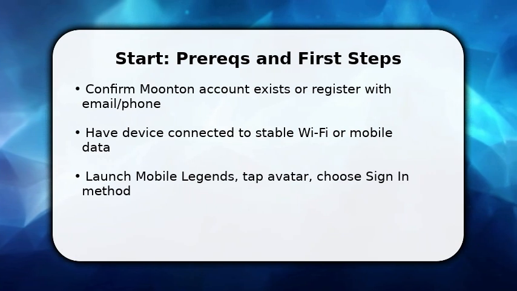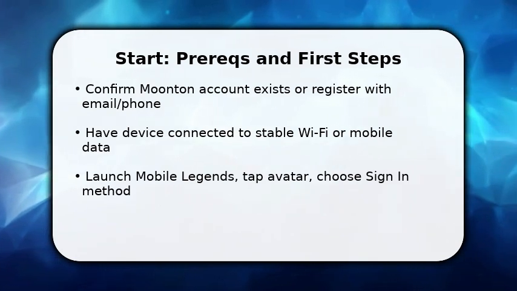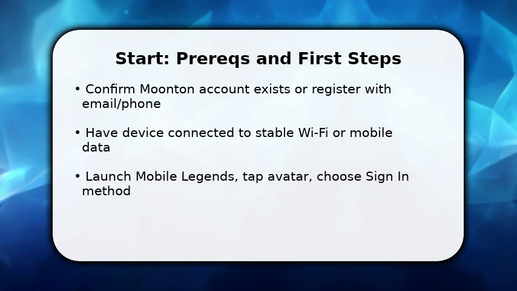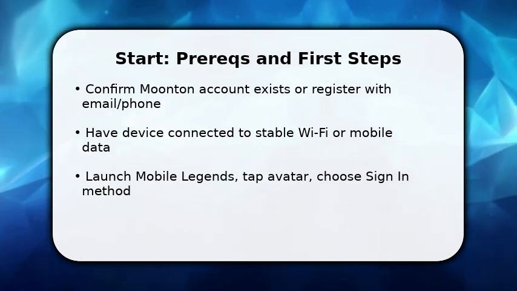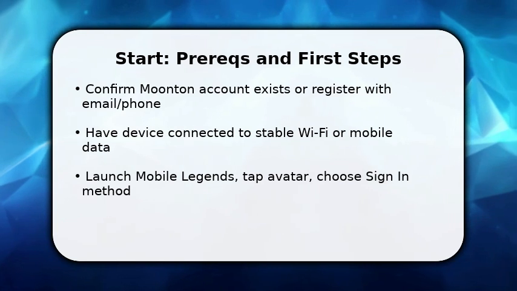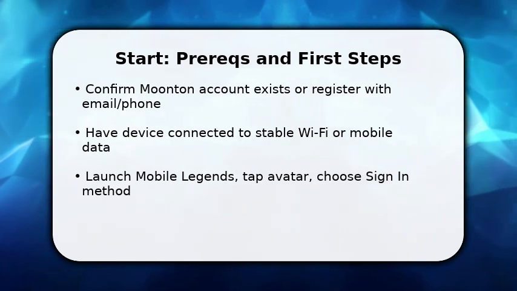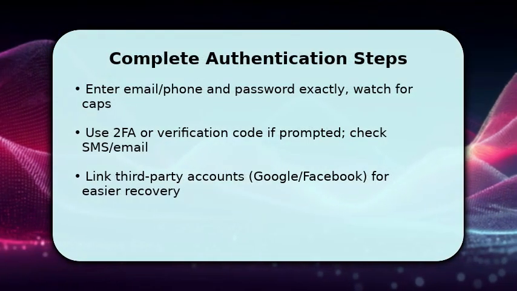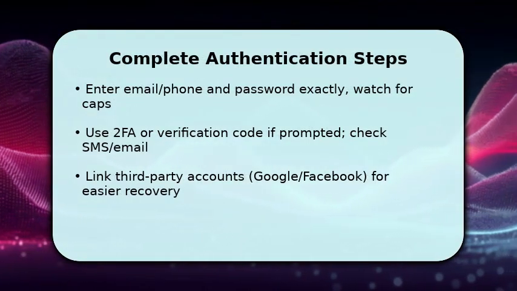Then choose Sign In and pick a method: Moonton ID, Facebook, Google, or Guest. You're initiating authentication now, so focus on entering accurate credentials to prevent lockouts. After selecting your login method, type your email or phone and password carefully. You must watch for capitalization and extra spaces.